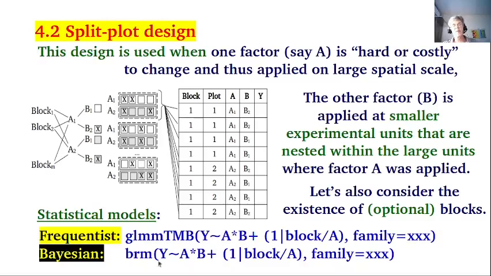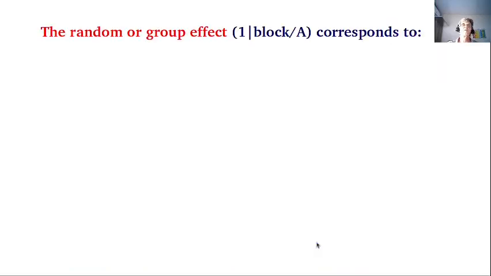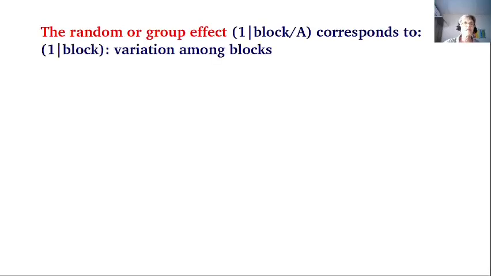In the Frequentist framework, the statistical model is written in exactly the same way. It's just that we use the command brm of the package brms to fit the model. Let's have a closer look at this strange-looking group or random effects in the coming slide. So the random or group effects, one vertical bar block dash A corresponds to one dash block. That is, this is going to characterize the variance, or the standard deviation if you prefer, that would denote the variation among the blocks.